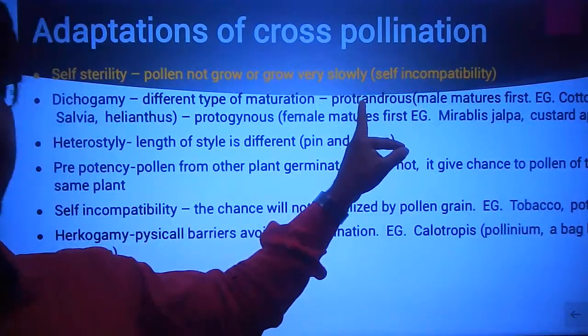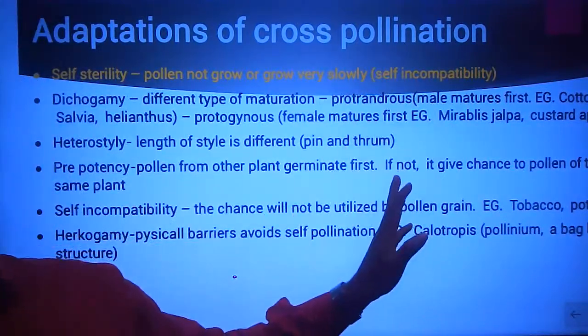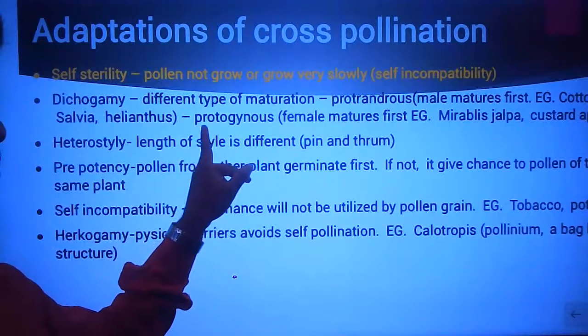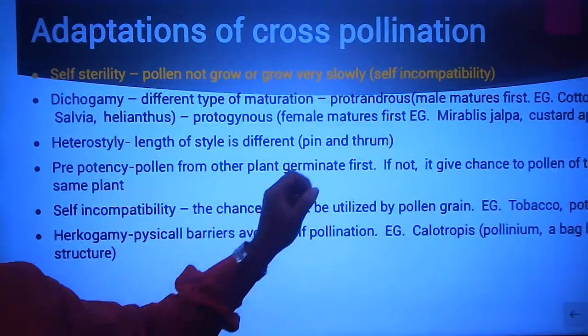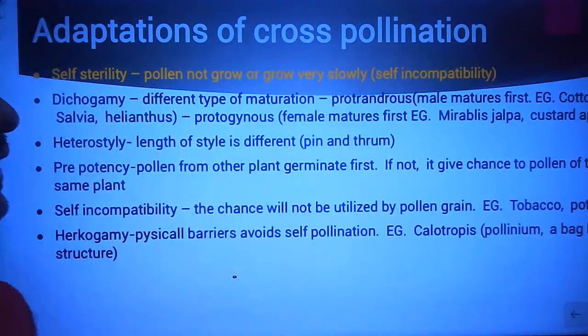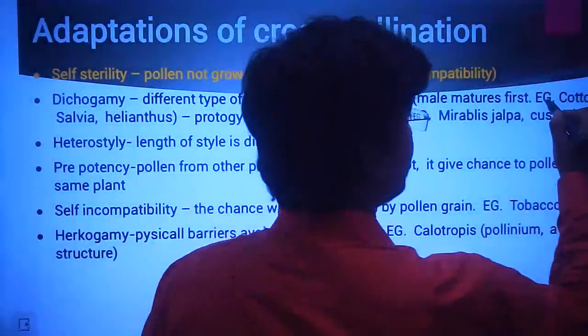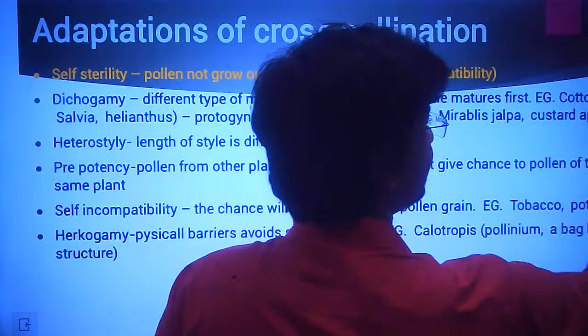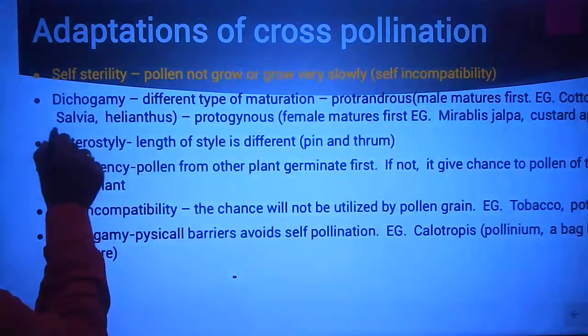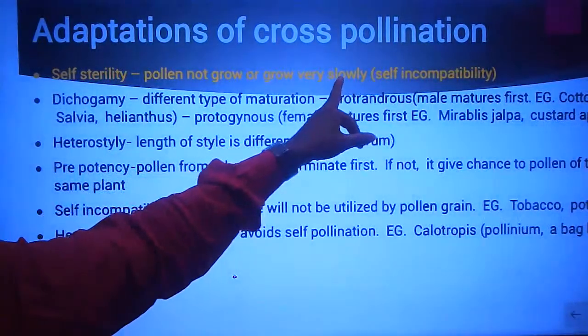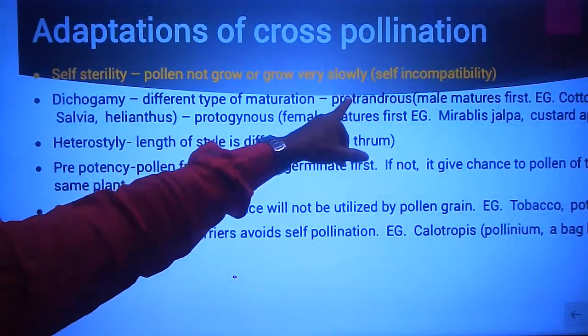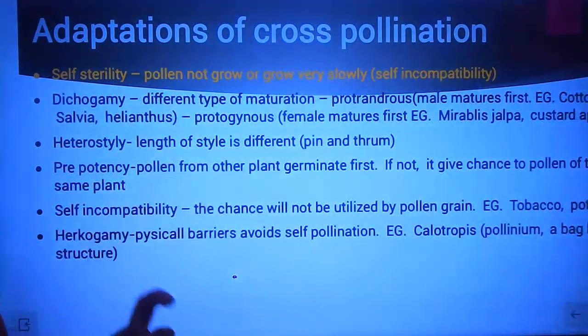Where you could see it's protandrous, where the male is maturing first, whereas in protogynous, the female is maturing first. Examples for protandrous: cotton, lady's finger, that is okra, salvia, helianthus. These are the common examples for protandrous. Sometimes they'll ask a question: what is protandrous?